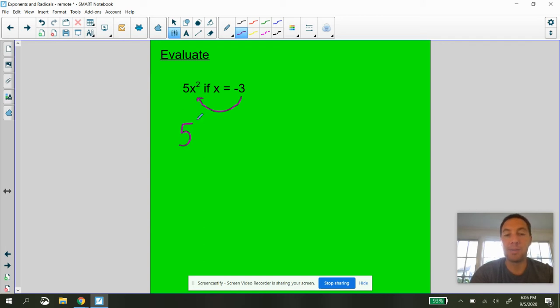A number next to a variable means multiply, so we're going to say 5 times. And then that x, that was saying x times x. So we're going to put in the parentheses here, and it's going to be 5 times negative 3 squared. So negative 3 times negative 3 is 9. 5 times positive 9 is 45. And you have done something called evaluating that term, which basically just means get the answer.